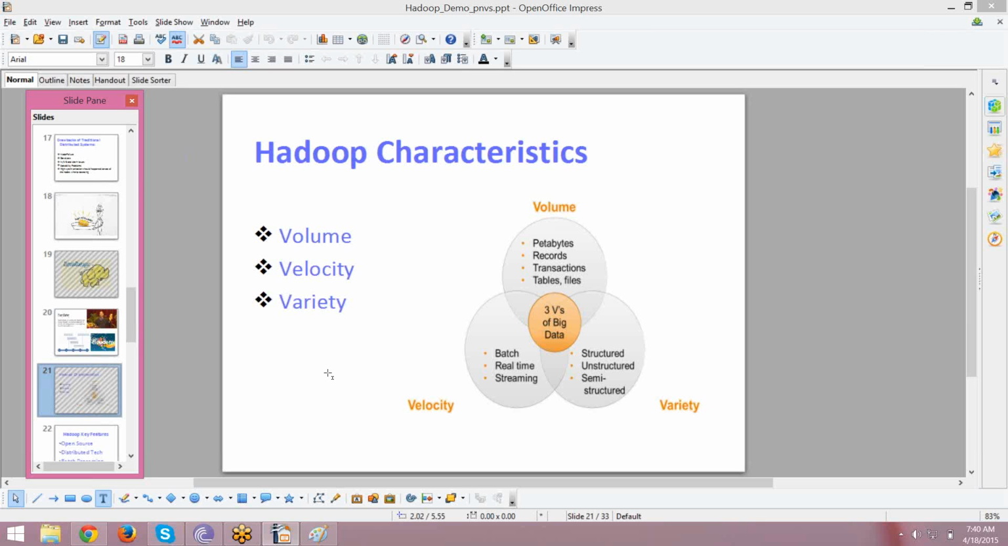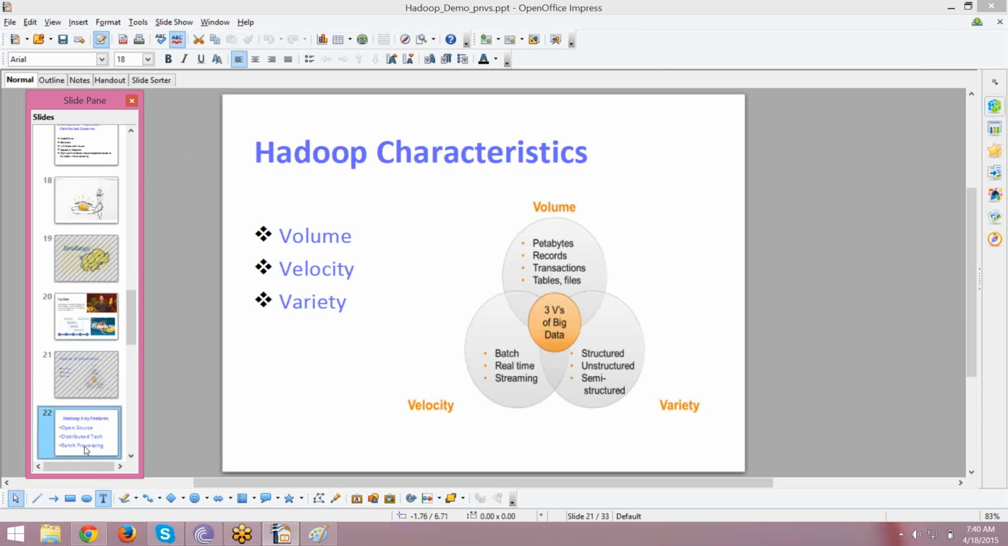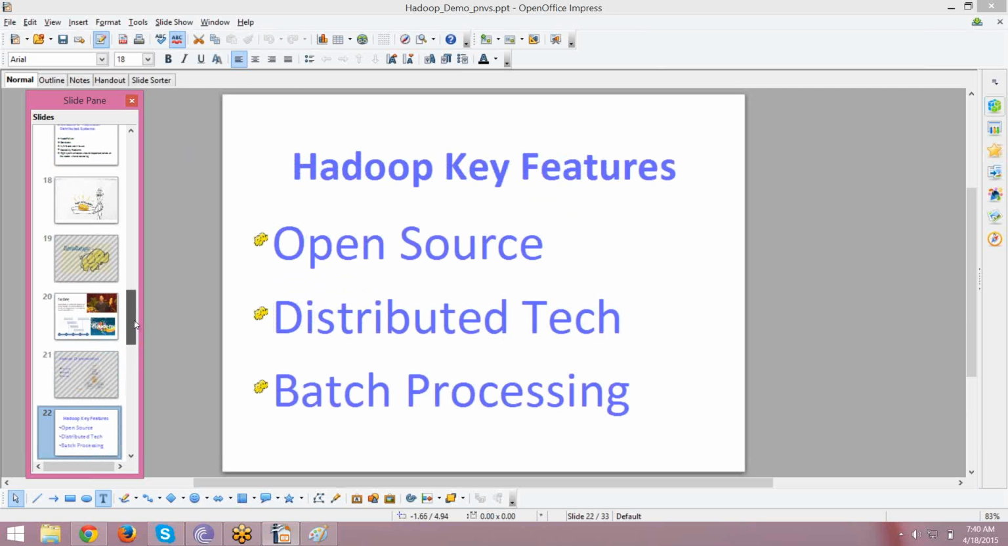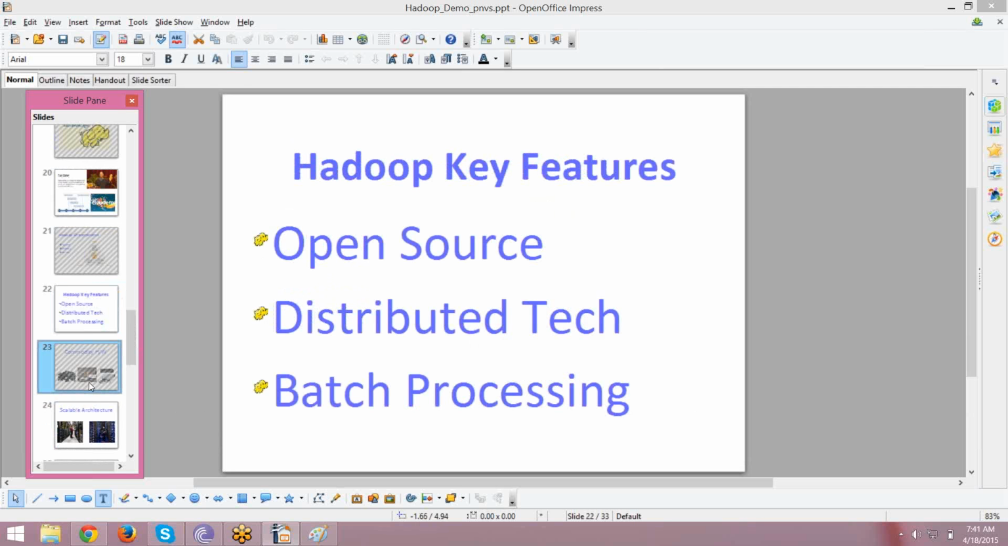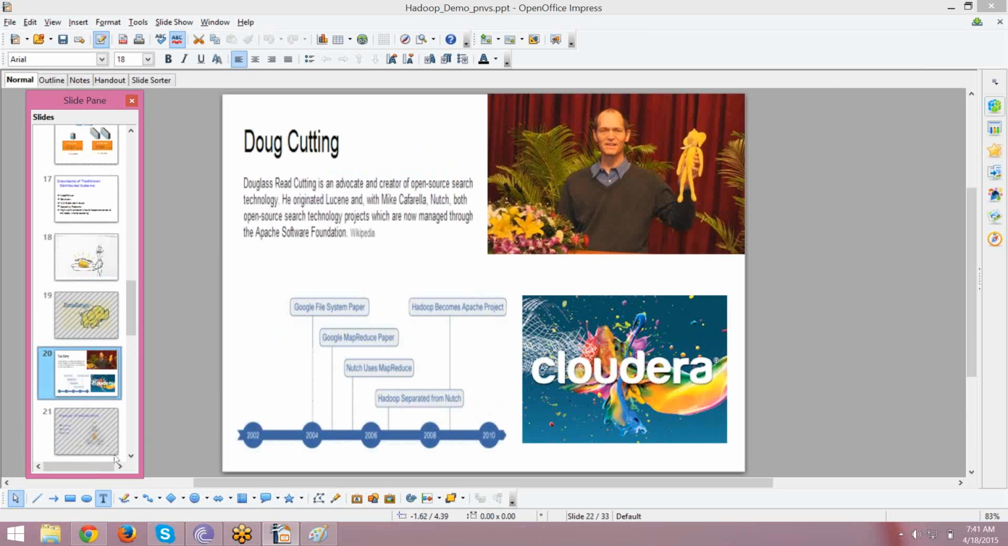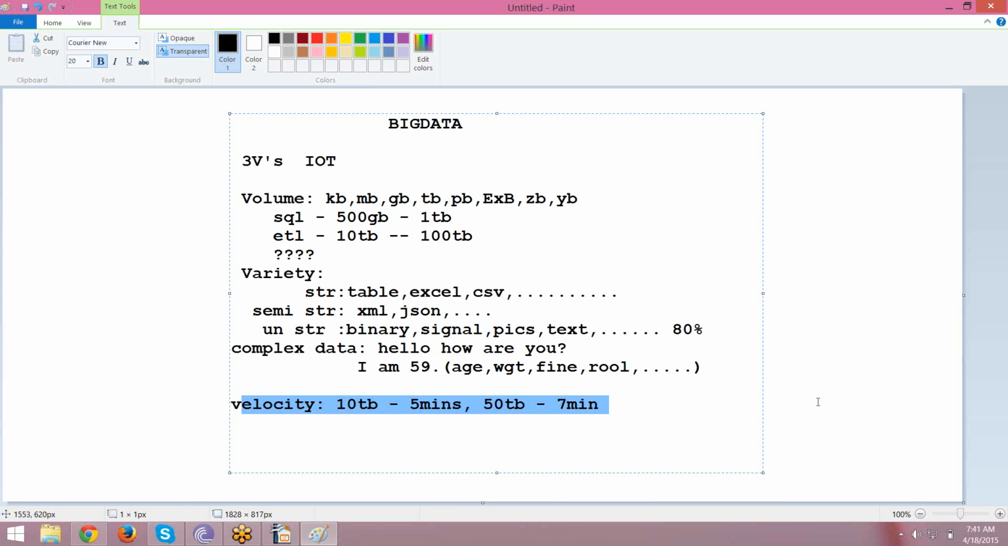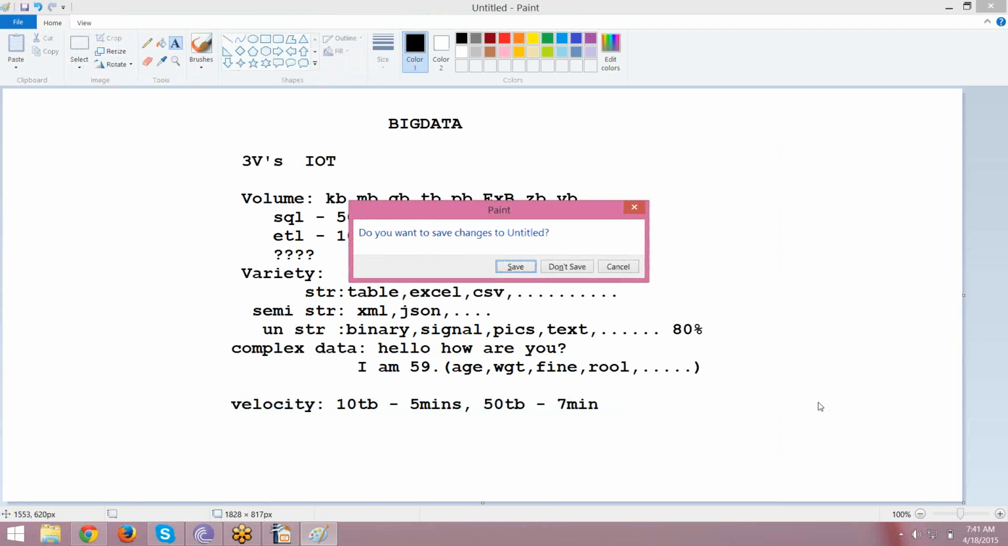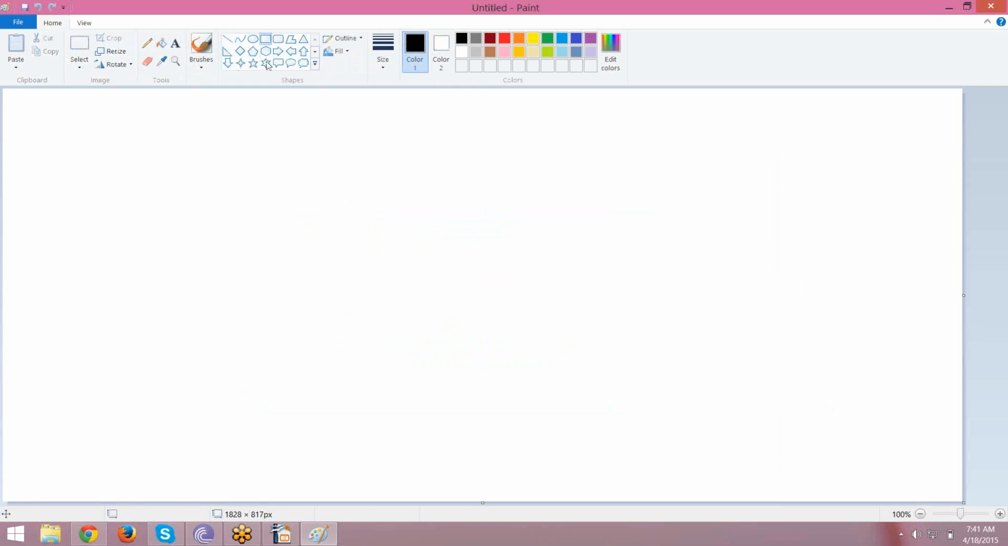So after that, there are many key features. I'm not explaining all these features now, as it would take more than half an hour. We will discuss it in the class, maybe the second or third session. Now I would like to show you exactly what Hadoop is and what components there are in Hadoop.